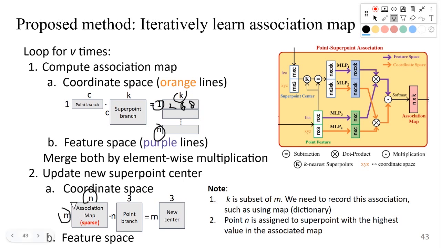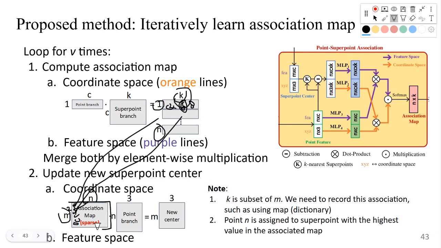So in this case, the second superpoint, we will assign this attention value here to this. And also the sixth superpoint will be assigned to this, and so on and so forth. We will need to record this mapping from the subset of k into the total m superpoints. For example, we can build these associations using a map or dictionary. And then the remaining points that are not associated in this k, we will have 0, right?